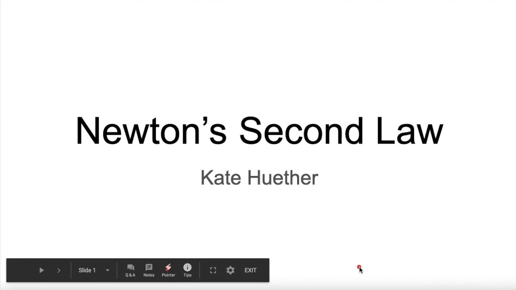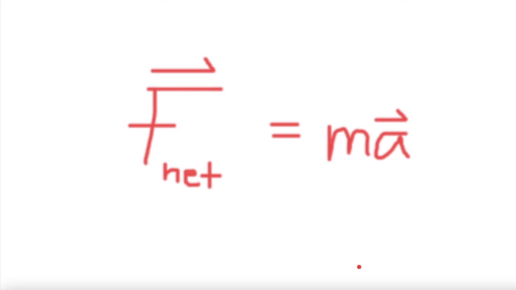In this lab, we are observing Newton's second law of motion. Newton's second law of motion says that an object at rest will stay at rest and an object in motion will stay in motion at constant velocity. This can be described by the equation: the net force is equal to the mass times the acceleration.